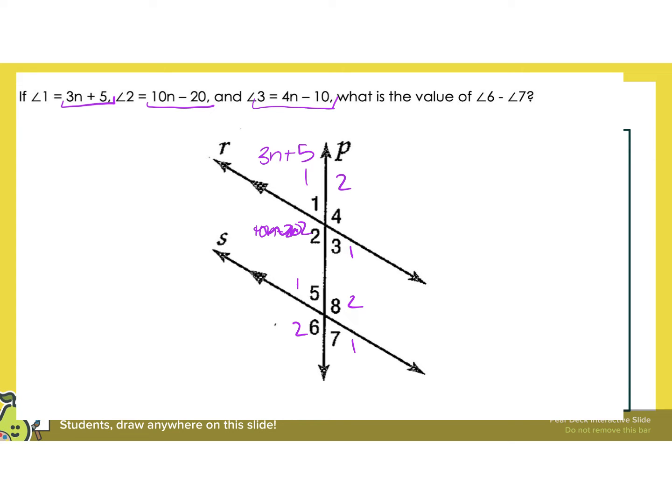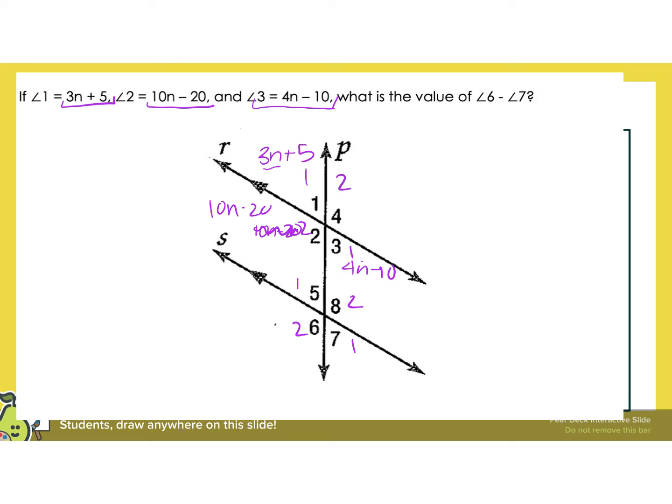That's kind of hard to read. 10n minus 20. 4n minus 10. So 3 different angles they gave us. So that means we have options. We get to pick the equation this time. There's multiple entry points. I'm looking for the congruent ones.